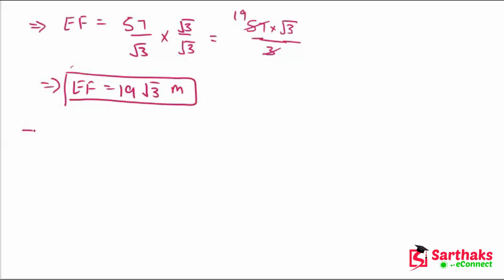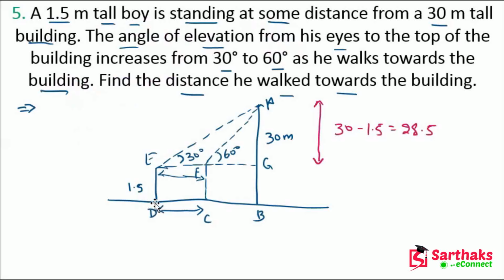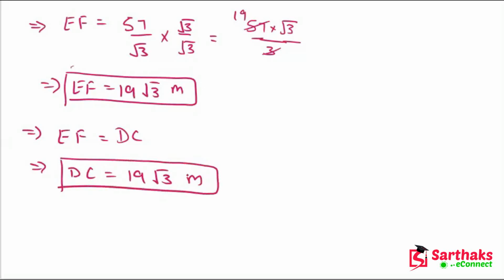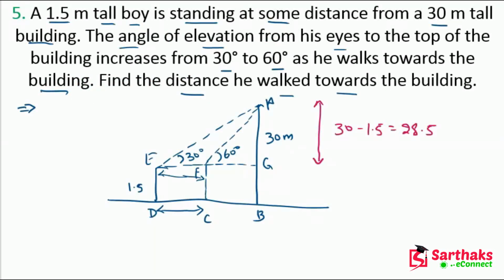Okay, so we know that EF is equal to DC, and we have to find this DC. So the value of DC is equal to 19 root 3 meter. This is our required answer. Okay, my dear friends, I hope you get this point. So this is the method to solve these type of questions.